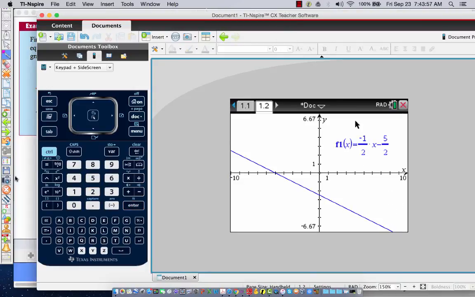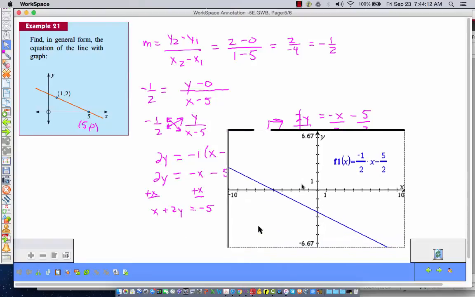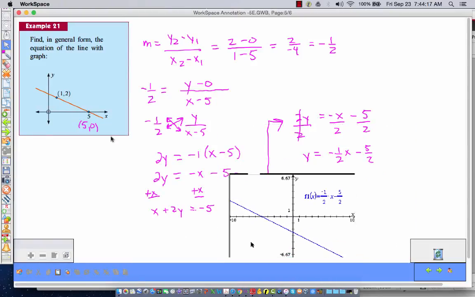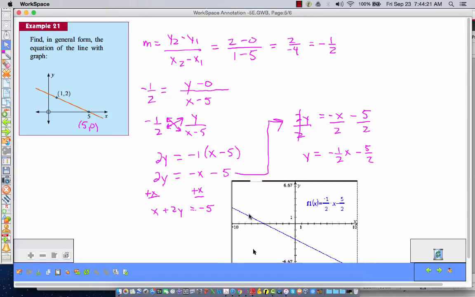Let's see how it matches. And there I have it. Let's make it a little smaller so it doesn't block the writing. And you can see it is indeed the same line. Okay.